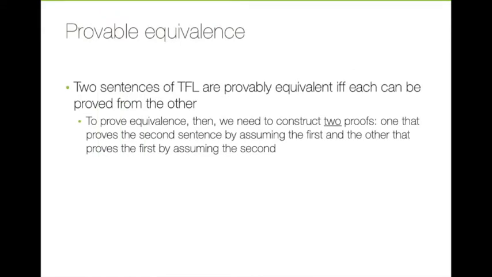The next proof-theoretic property that we're going to consider is called provable equivalence. And this is when two sentences of truth functional logic can each be proved from the other. This means that to prove equivalence, we need two proofs. So we have two sentences, 1 and 2. The first takes sentence 1 as an assumption and proves sentence 2. The other proof takes sentence 2 as an assumption and proves sentence 1. You can't prove equivalence without two proofs.